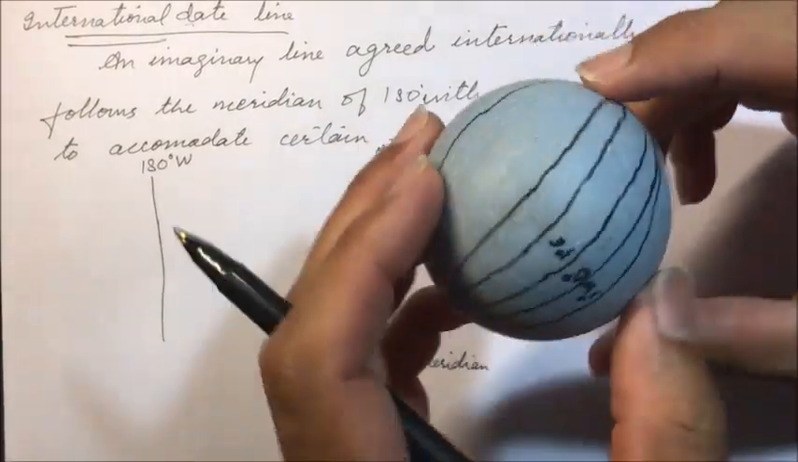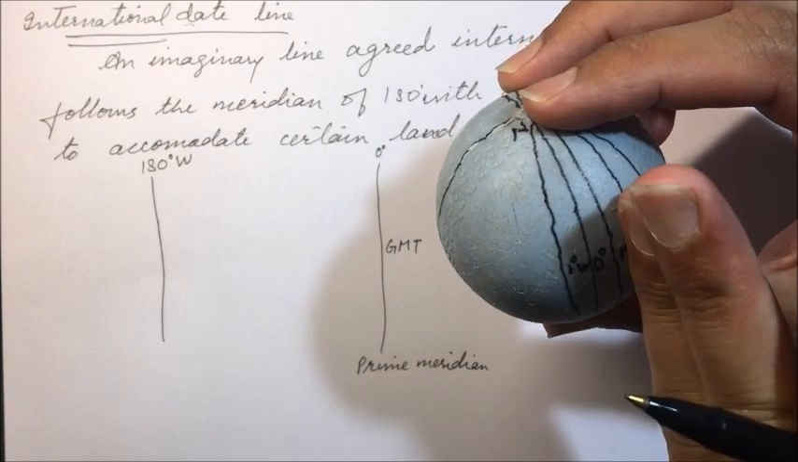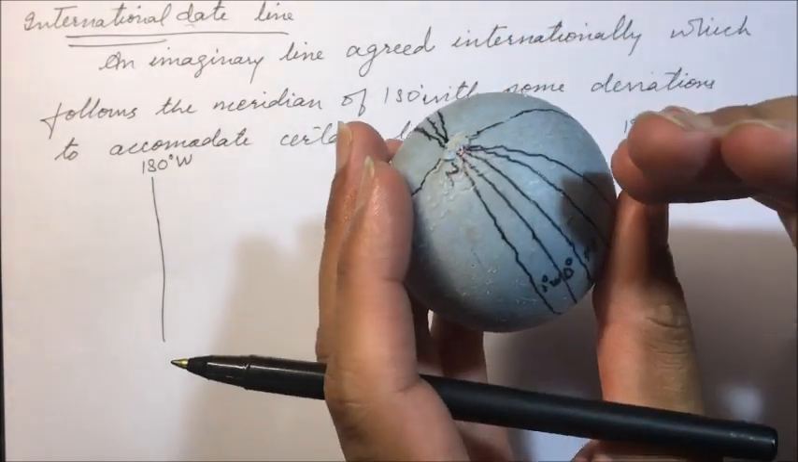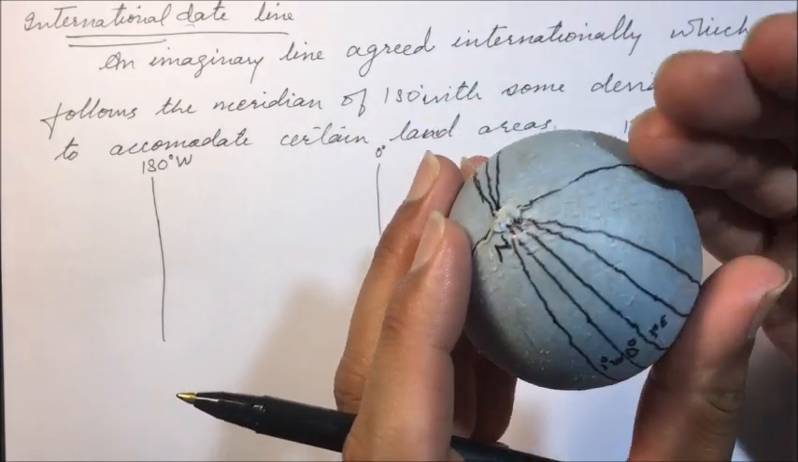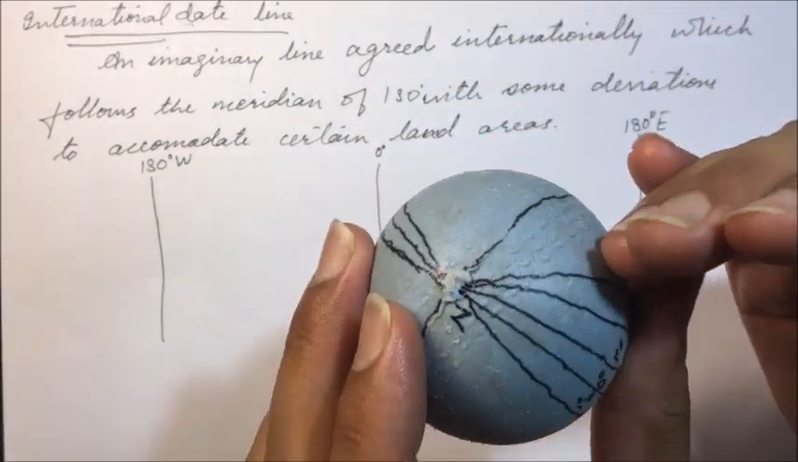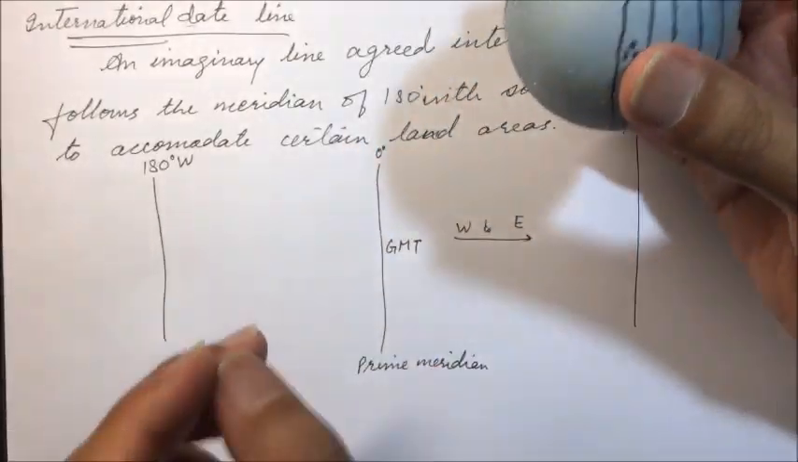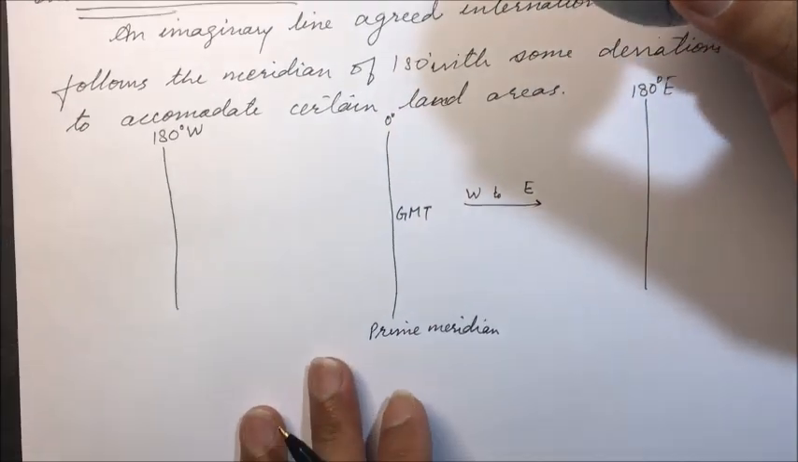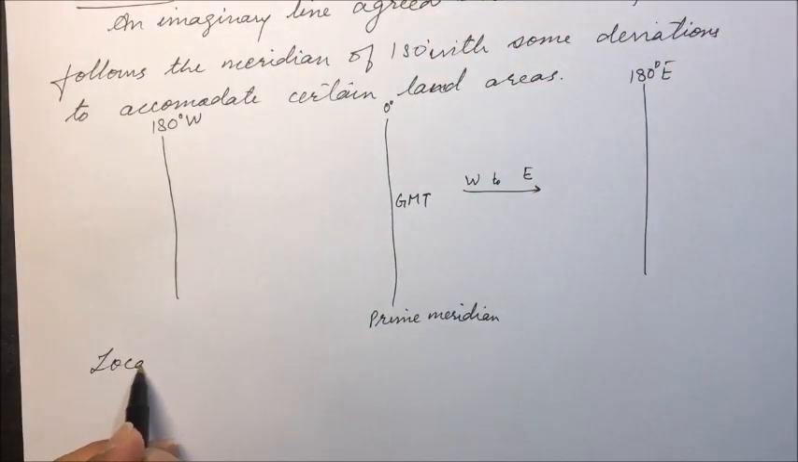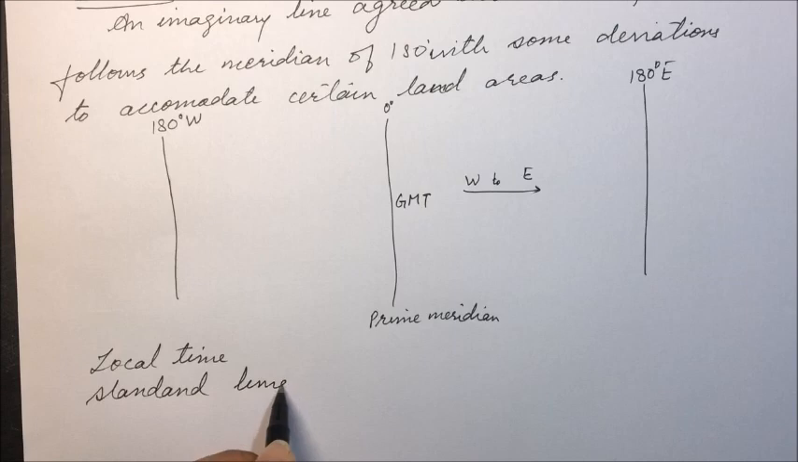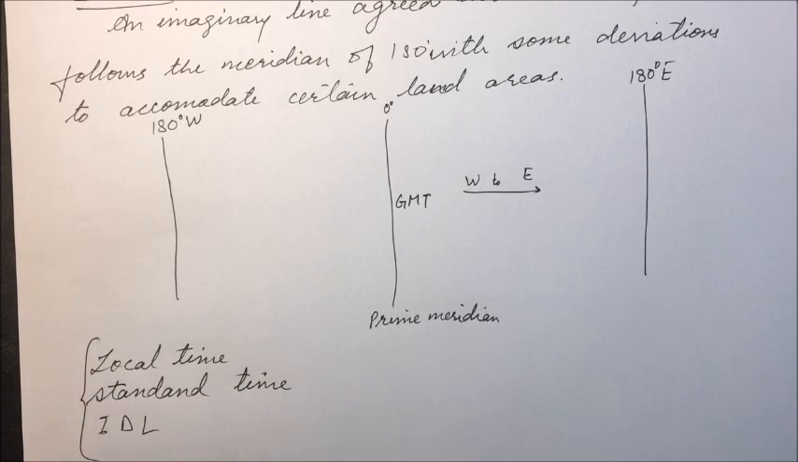So we have discussed till now that if we move 15 degree, it will be GMT plus 1 hour, next 15 degree plus 2 hours. Similarly, there are 12 time zones, so it will be 12 hours. Now we will be discussing local time, standard time, and the international date line simultaneously.